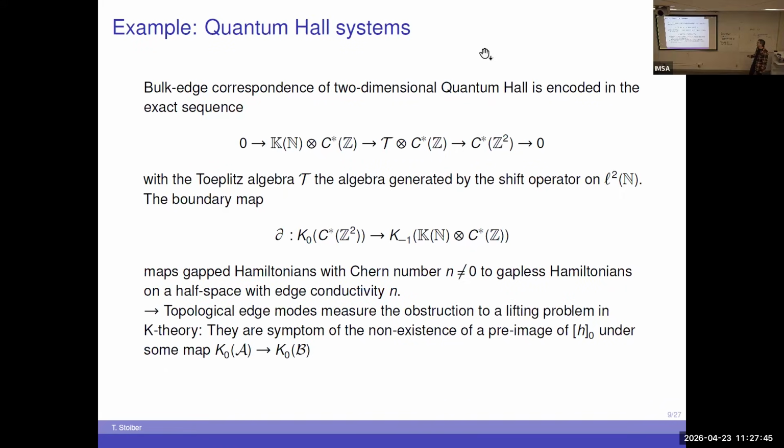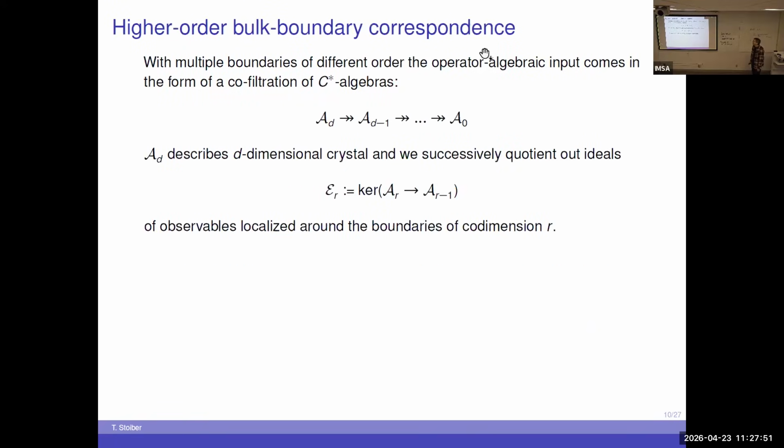So what we really need to do is break this down into solvable problems, which we can handle. So the formalism that we came up with for higher order bulk-boundary correspondence really takes more input than just a separation into a bulk and a boundary. We want to have more complicated data, we want to have a cofiltration of these algebras of a very specific form. So we want to have an algebra A_D, which describes a d-dimensional crystal. And then we subsequently forget more and more parts of its boundary until we eventually have just the bulk left.